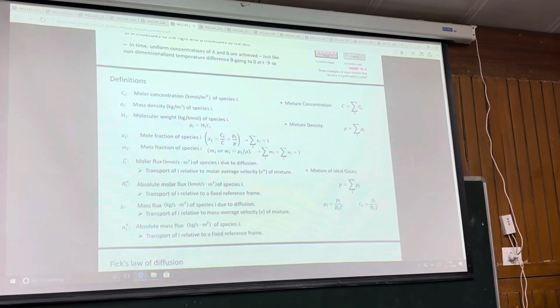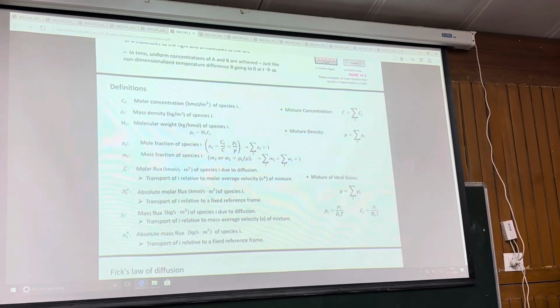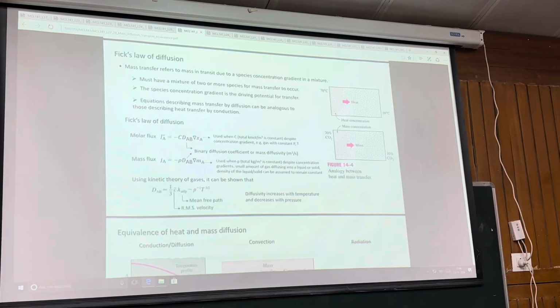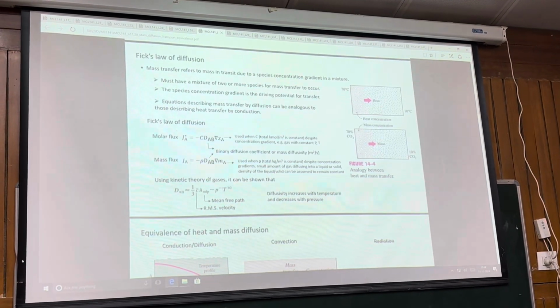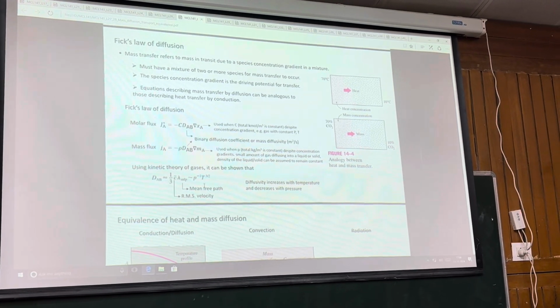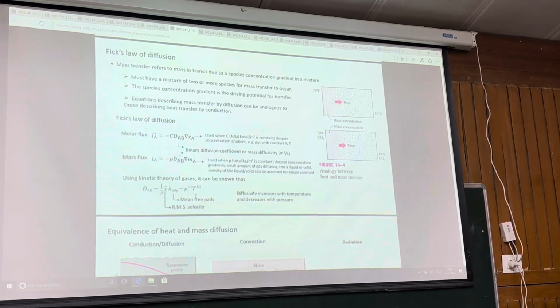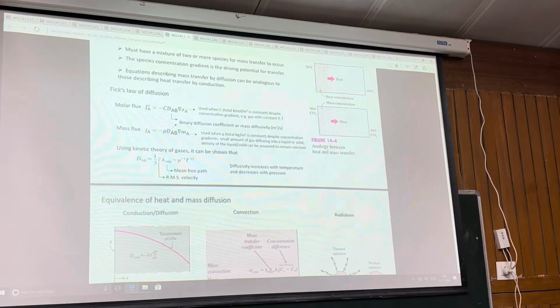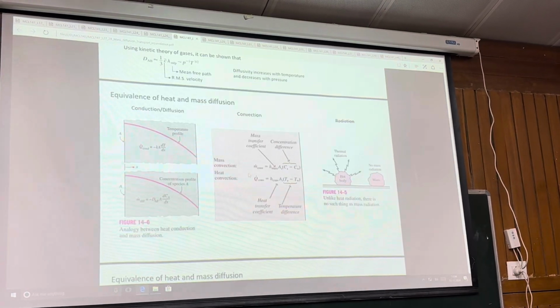Here R is gas constant, and here R is universal gas constant. So these simple definitions you should know. You can write down and bring the formula for mass flux and mole flux. Diffusivity also you can write, but most likely it will be given in the exam. But you can still write. It's a small formula. Doesn't matter.